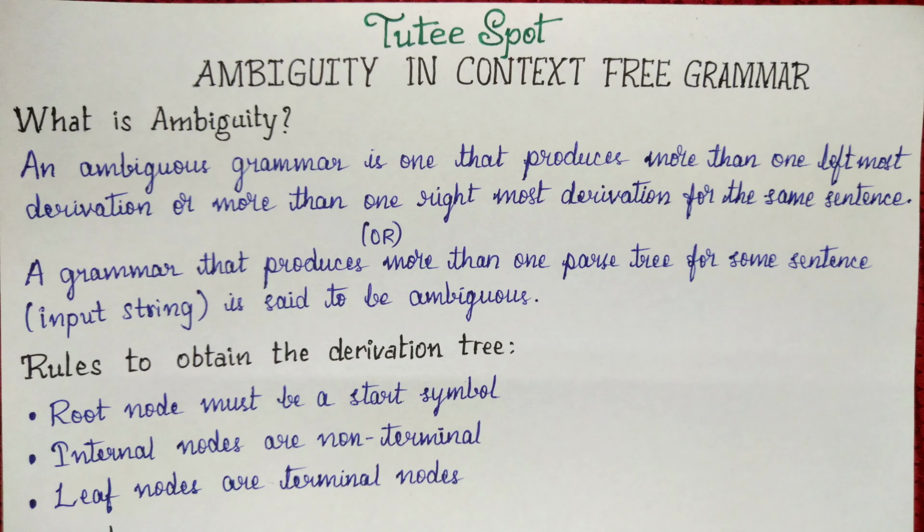Usually, we have three rules to obtain the derivation tree. First, the root node must be a start symbol. Second, internal nodes are non-terminals, that means uppercase letters. And the third, leaf nodes are terminal nodes, meaning child nodes have to be in lowercase.